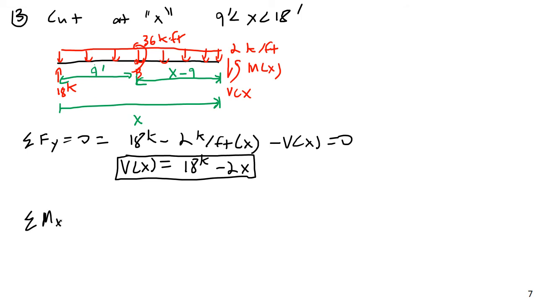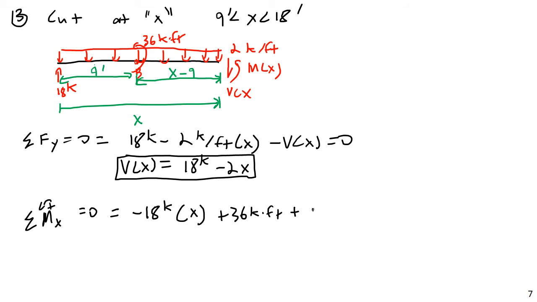So sum of moments about x equals 0, and I will get again negative 18 kips times x. Then I'll have plus 36 kip-feet. Where's my moment arm for my couple there? Shouldn't I multiply by x minus 9? Don't I need a moment arm? Oh right, yeah. It's already a couple. I don't need to multiply by a moment arm. It already has one. Again, I'm just going over some common pitfalls. I don't know how many times I see that on exams.